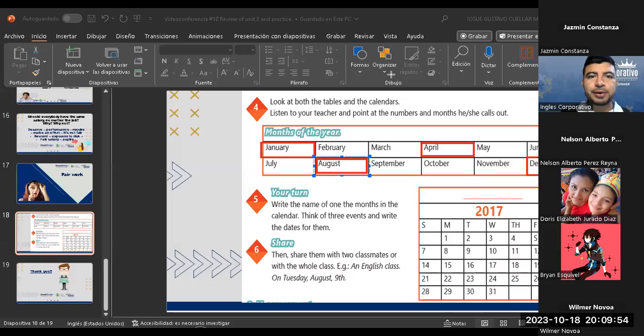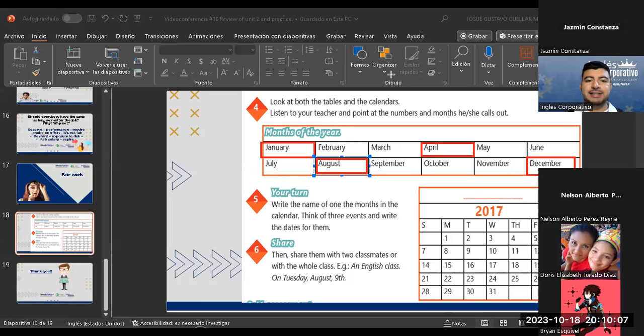So just to check, we're going to say two things: the year in which you were born, el año en que nacieron, y su fecha de cumpleaños, okay? For example, yesterday I told you that. Ayer les dije eso.